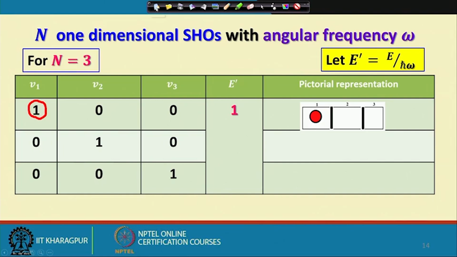If this is so, then can I say what would be the typical microscopic state corresponding to the pictorial representation of this microscopic state? This is going to look like this, and that is simply because 1 quantum of energy has now been given to this particular oscillator, that is oscillator 2.